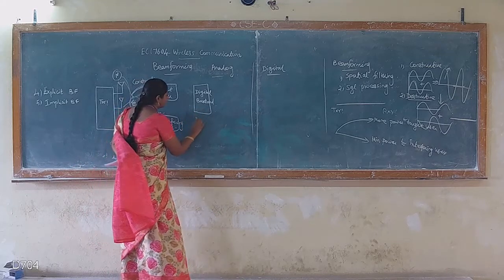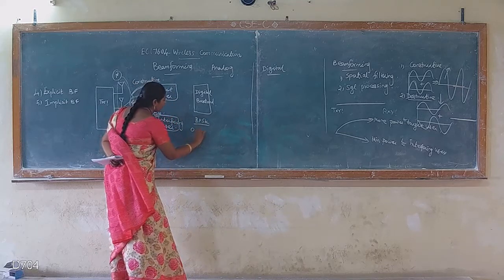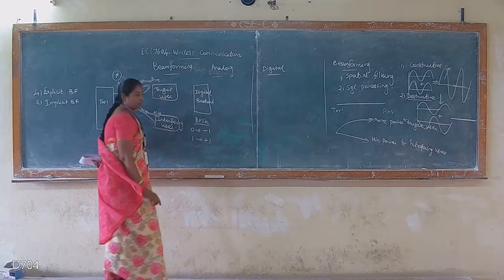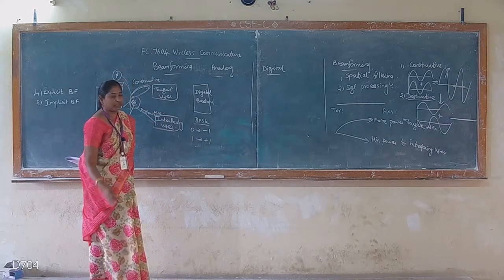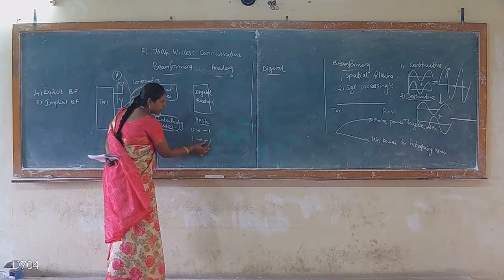Suppose you are using BPSK. What are the constellation points? 0 is represented by -1, and 1 is represented by +1. So whatever the digital information may be, it should be converted into these points, -1 and +1.